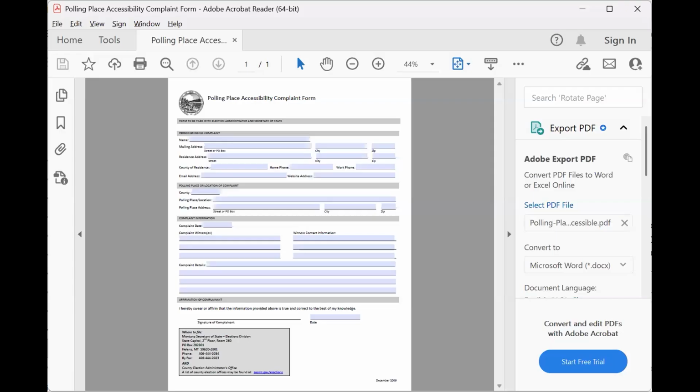So let's make our way back up. Polling place, form to be filed with election. So we're at the start of the form, make our way down. Person bringing complaint. Person bringing complaint, right? So there's that text that we heard all kind of mixed up and jumbled in the first document. Name colon. Person bringing complaint colon full name colon.